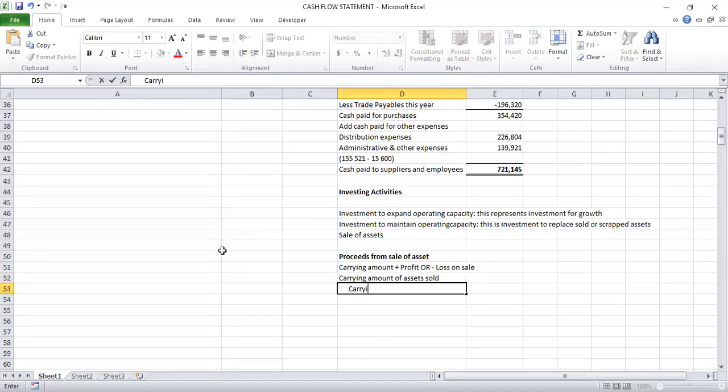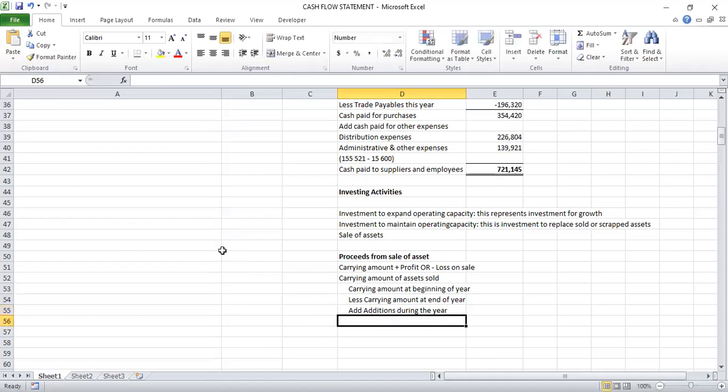Say carrying amount at the beginning of year, less carrying amount at end of year, add additions during the year, less depreciation during the year.